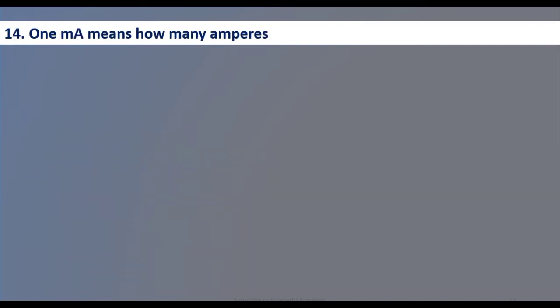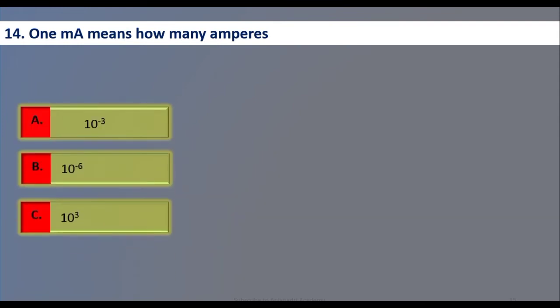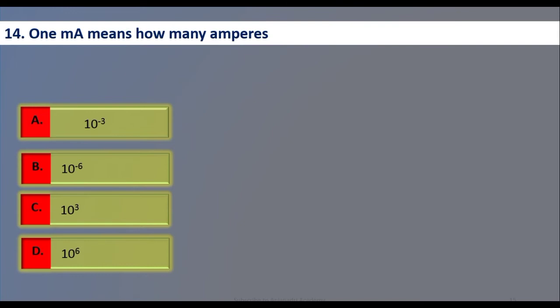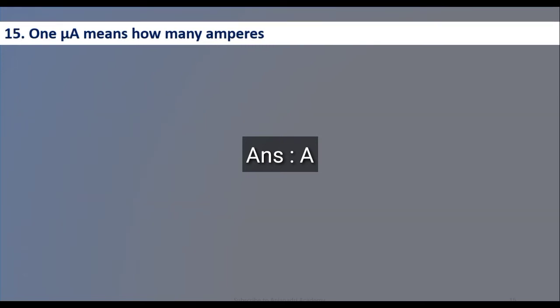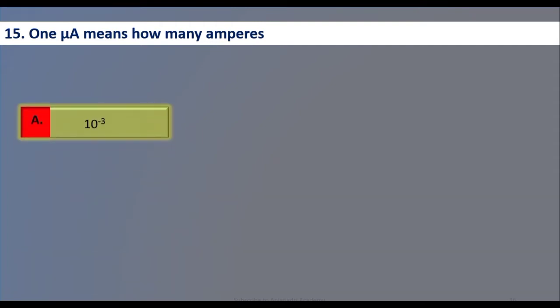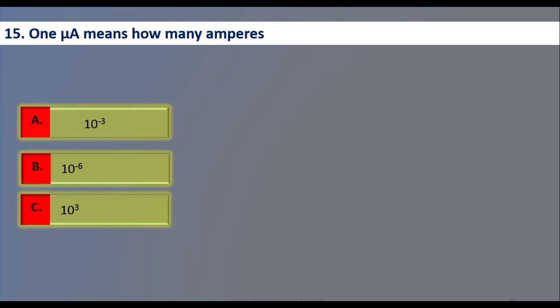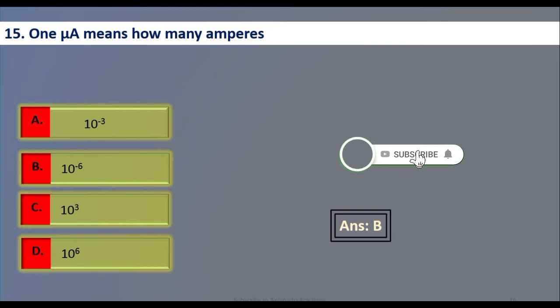1 milliampere means how many amperes? 10 raised to minus 3, 10 raised to minus 6, 10 raised to 3, 10 raised to 6. As we know, milli means 10 raised to minus 3. Therefore, option A is the right answer. 1 microampere means how many amperes? 10 raised to minus 3, 10 raised to minus 6, 10 raised to 3, 10 raised to 6. Micro means 10 raised to minus 6. Therefore, option B is the right answer.